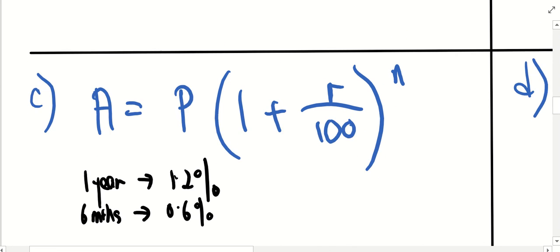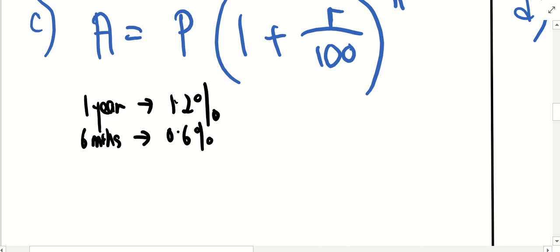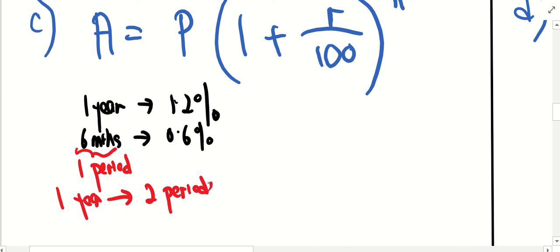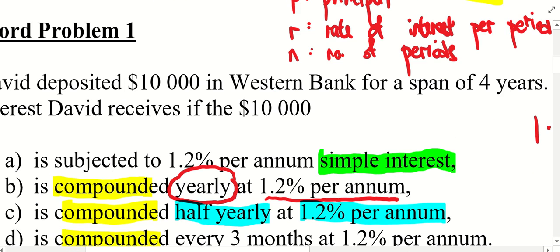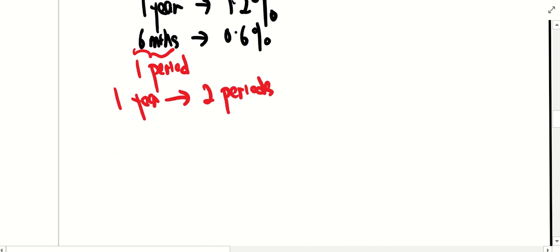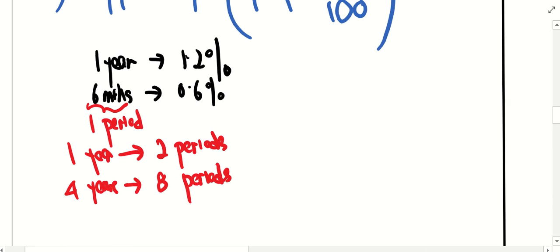Next, number of periods. Every 6 months is 1 period. Take note. Every 6 months is 1 period. So in 1 year, there are actually 2 periods. But the thing is, we are looking at over 4 years. So in 4 years, there's a total of 8 periods. So now we have to fill in the blank.